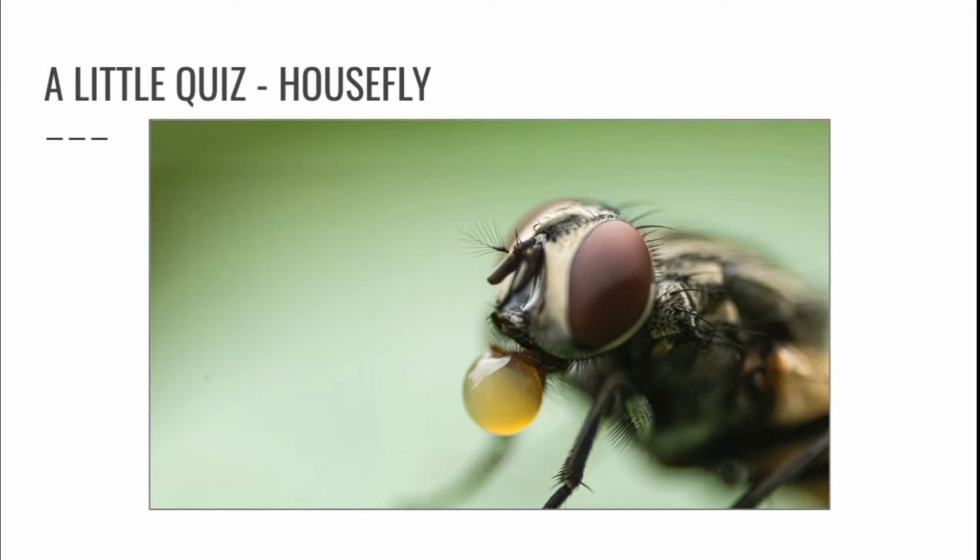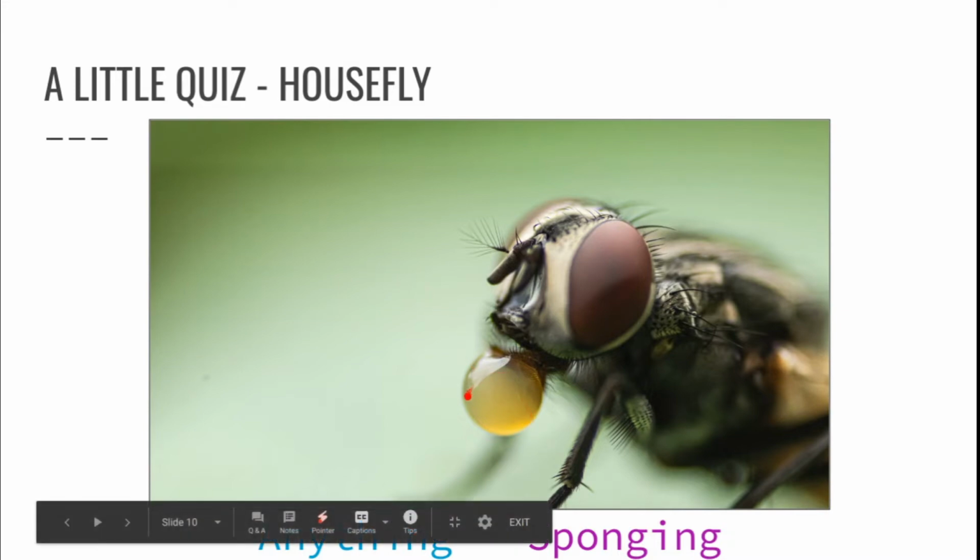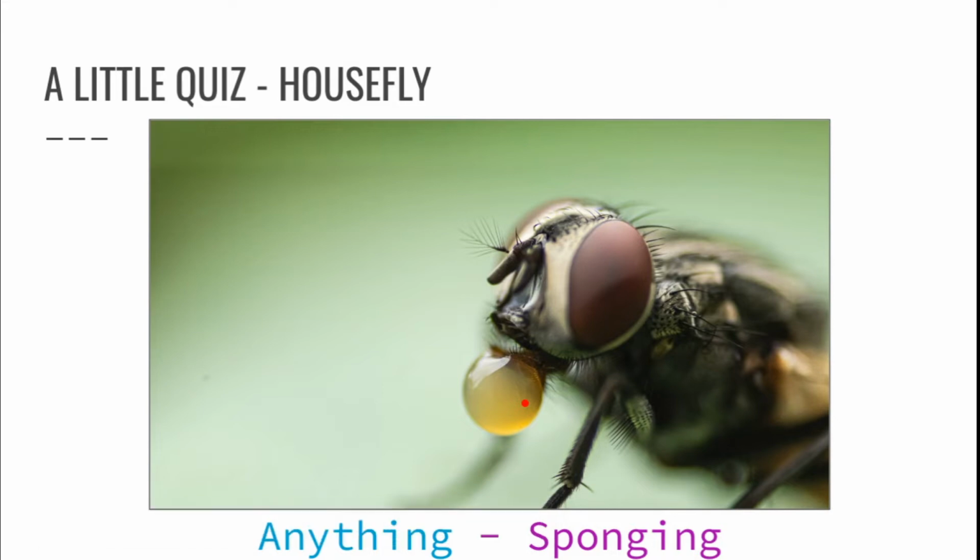Then in the last we have a housefly. Now this housefly eats almost anything, and it does it by sponging. Sponging is a slightly different process in which it secretes digestive juices onto the food particle. When this digestive juice falls onto the food particle, it digests or mixes that food particle into the digestive juice, and then this housefly sucks the digested food particle back into its mouth. So this process is called sponging.